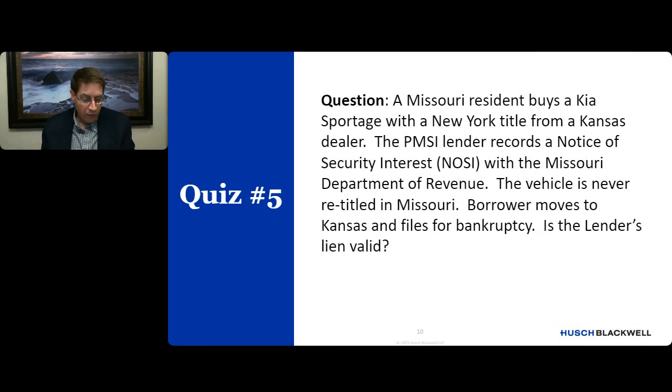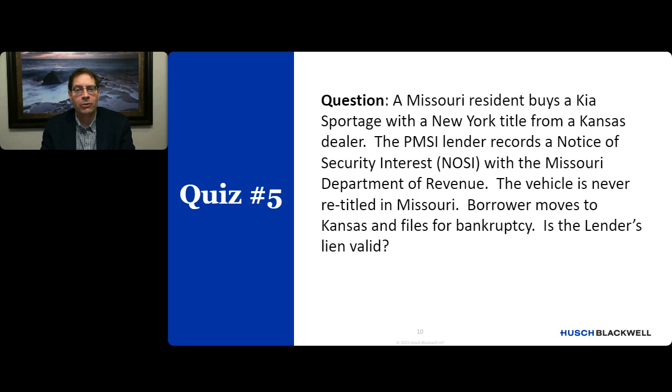This is an interesting case. This case comes out of Missouri. Gets in the consumer context, but the concept will be applicable in the commercial context as well. So you have a Missouri resident who buys a Kia Sportage car that has a New York title from a Kansas dealer. Sounds like the beginning of a bad joke, right? But these are the facts, okay?